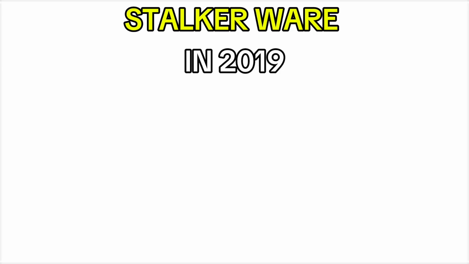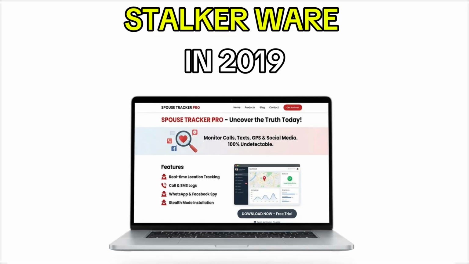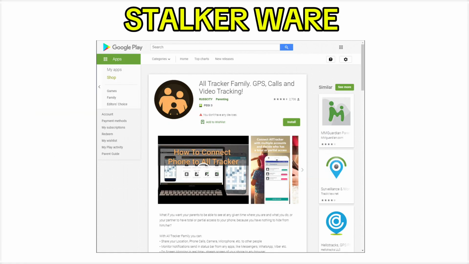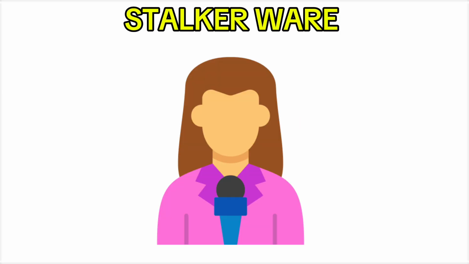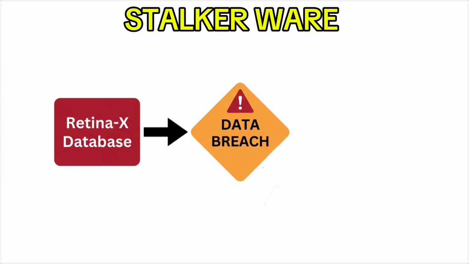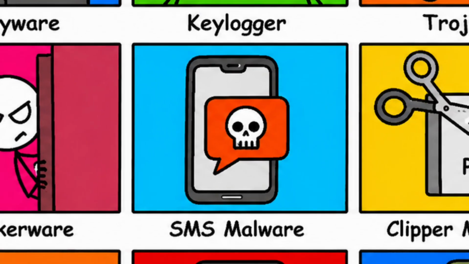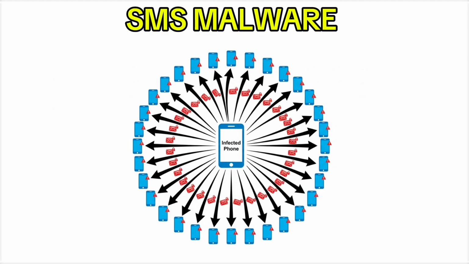In 2019, a stalkerware company called Retinex was exposed by a journalist at Motherboard magazine. The company sold apps like Phone Sheriff and Mobile Spy to thousands of customers. These apps were openly marketed as tools to spy on spouses and partners. The journalist revealed that the company had been hacked itself, and the private data of all victims being monitored was leaked online.